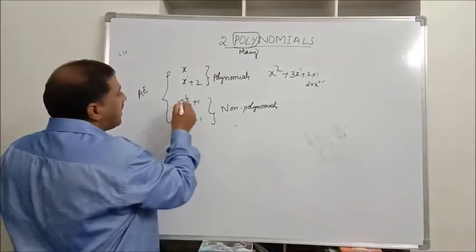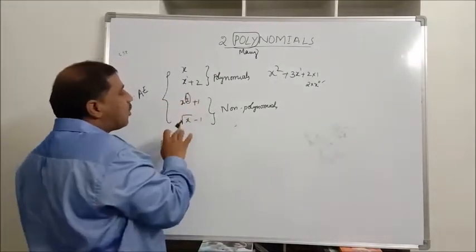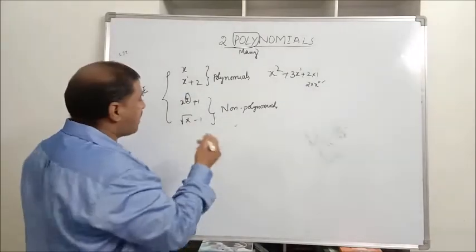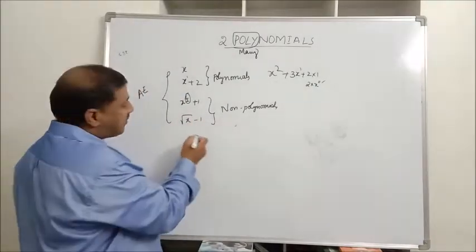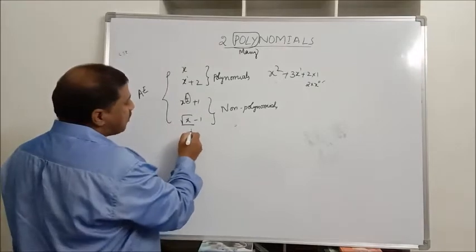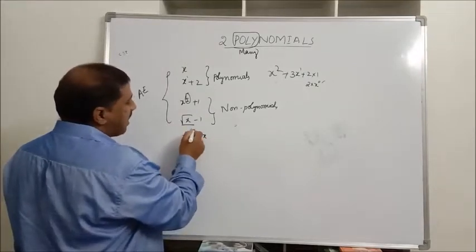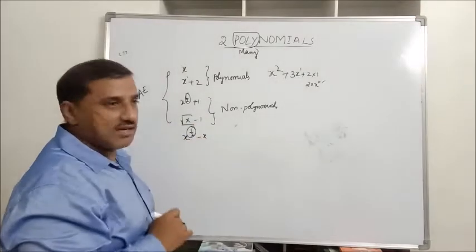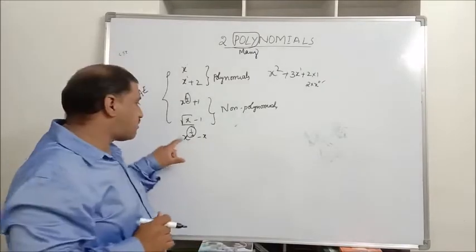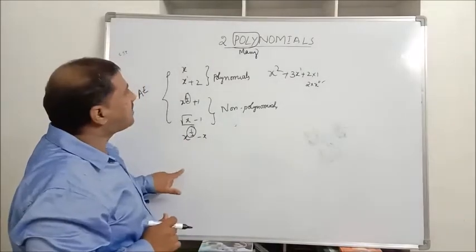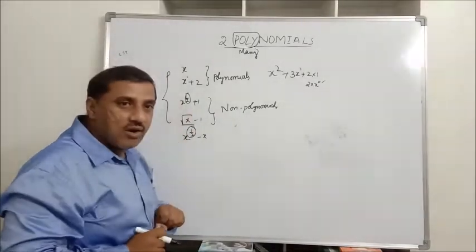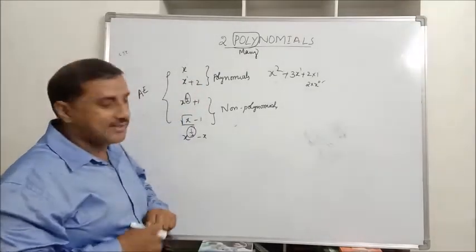Here these are not polynomials. Why? Because here the exponent is 1 by 2, which is not a whole number, and similarly here root x minus 1: root x means x to the power of 1 by 2. Again this is a fraction which is not a whole number. The exponent is not a whole number. Hence these are non-polynomials and these are polynomials.